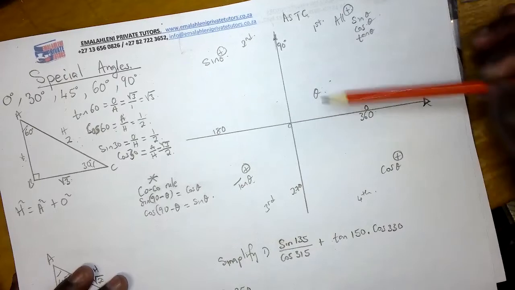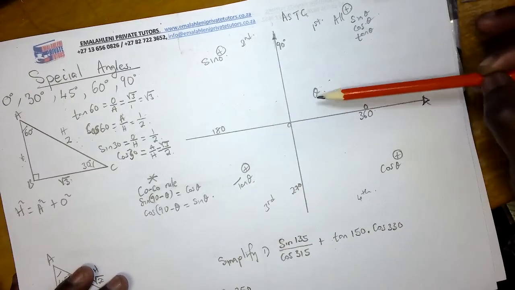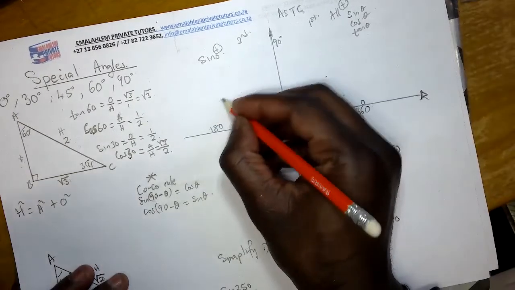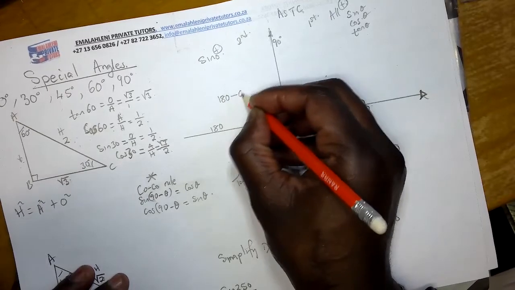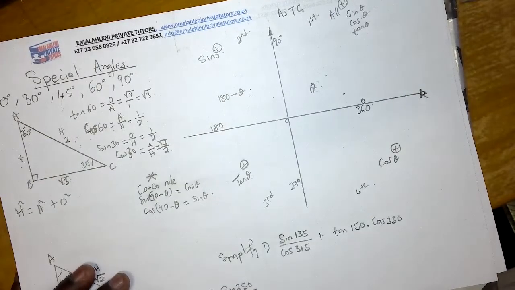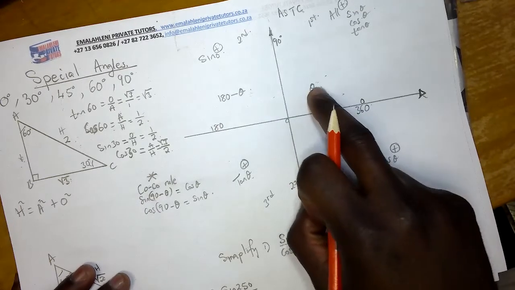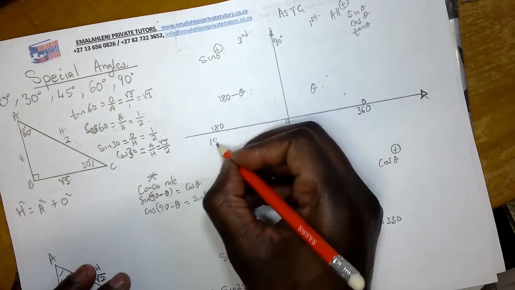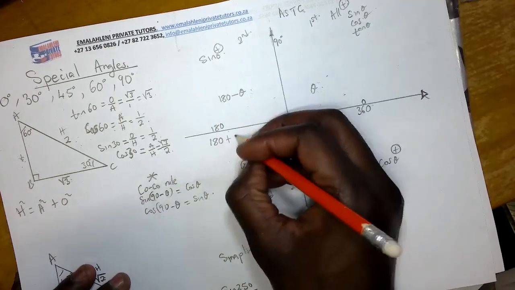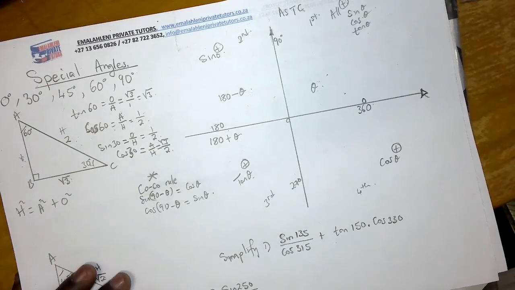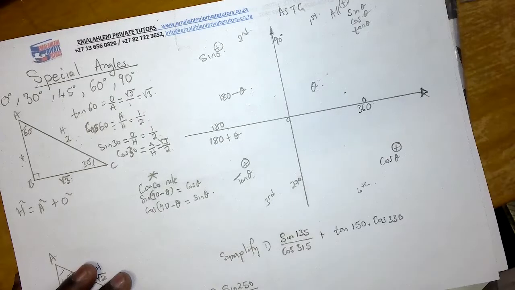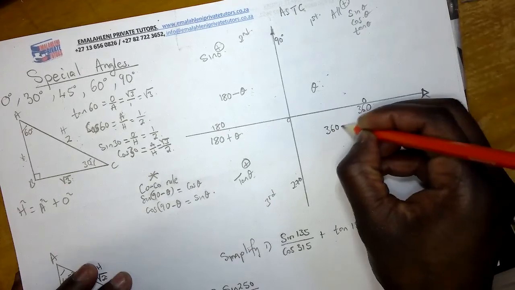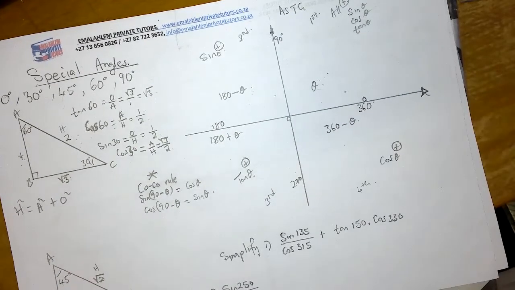But now, we have angles here that are equivalent to theta. How do we get the angle that is equivalent to theta in this quadrant? We get it by saying 180 minus theta. So 180 minus theta is how we get the angle that is equal to theta there in the acute angle. Then what about in the third quadrant? We say it's 180 plus theta. What about the angle in the fourth quadrant? We get it by saying 360 minus theta. Okay, so that's what we have there.